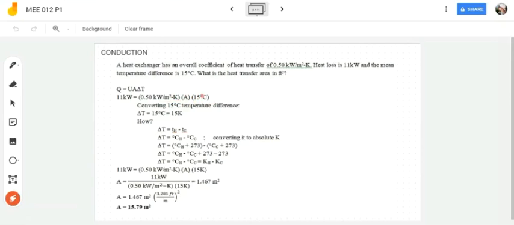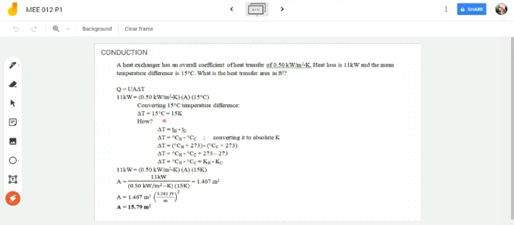If you can see, we need to make the units common with each other, or make the units the same so that we can cancel them out. In here we have degrees Celsius, but in the overall coefficient we have Kelvin. So we need to convert this temperature difference into Kelvin. Most of us will think that this 15 degrees Celsius will be converted by adding 273 so that it will be Kelvin. But I'm reminding you that this is not a temperature, this 15 degrees Celsius, but it is a temperature difference.